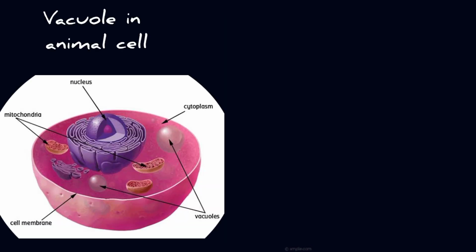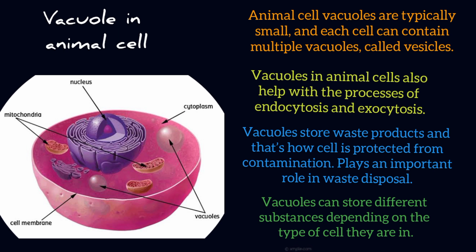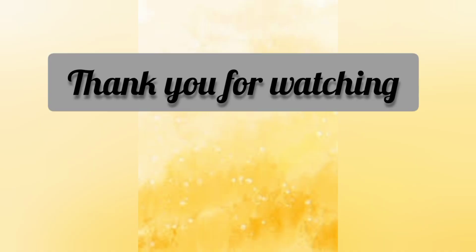Vacuoles are not generally present in the animal cell, but if present, they are very small and temporary. Vacuoles present in the animal cell are typically known as vesicles. They help in the process of endocytosis and exocytosis. In animal cells, they act as storage sacs and also play an important role in waste disposal.